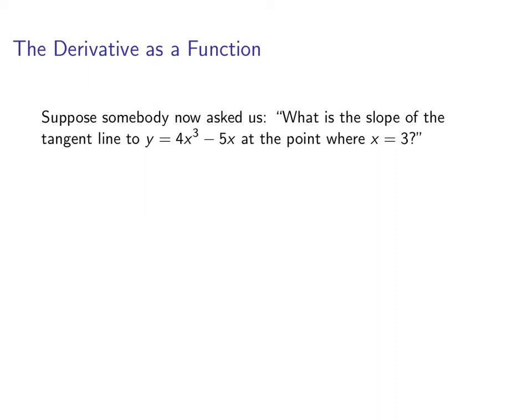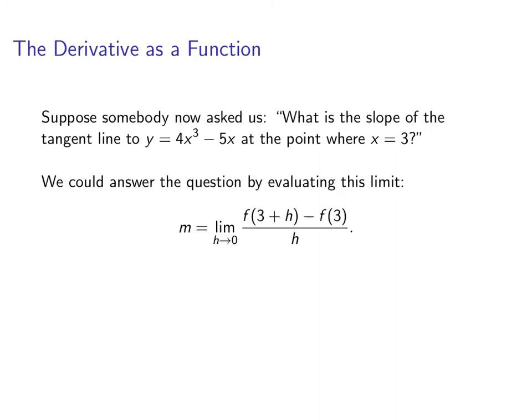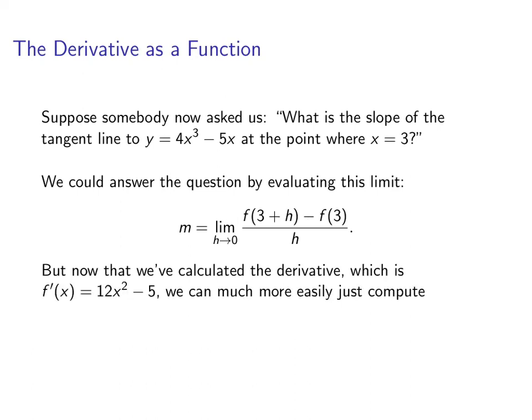Now let's suppose somebody asked us, what is the slope of the tangent line to y equals 4x cubed minus 5x at the point where x is equal to 3? Now we could just go ahead and evaluate this limit, and it would work out just fine. But we've already calculated the derivative. That derivative is 12x squared minus 5.